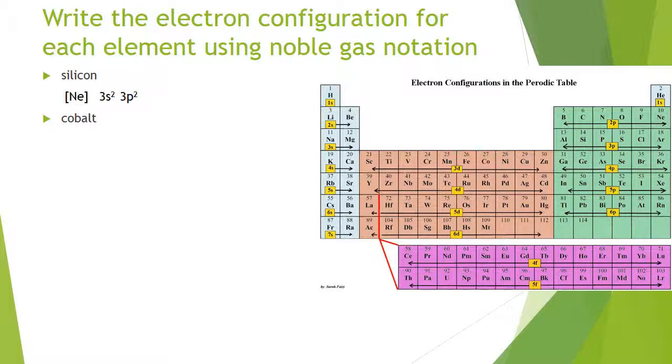As far as which noble gas to use, I need to go to the noble gas from the previous period. So that would be up here, argon. Okay, so I'll start my configuration by saying cobalt has argon's configuration.